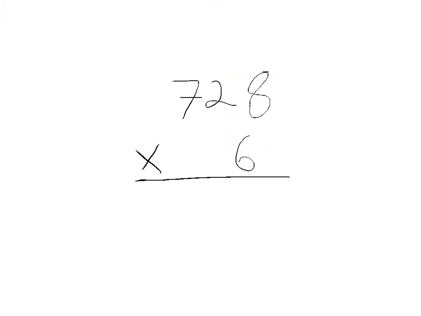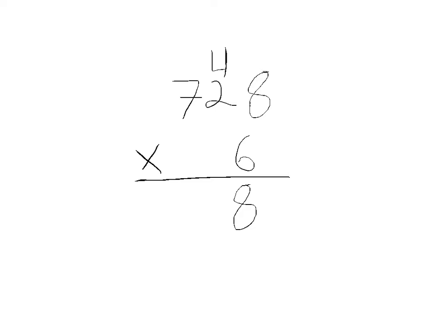8 times 6. 8 times 6 is 48. Write my 8 down here, move my 4 up here. Now here's where it gets kind of tricky. The 4 here we're not going to multiply. We're going to add the 4 here. What are we going to add the 4 to? Well, we're going to add the 4 to 2 times 6.